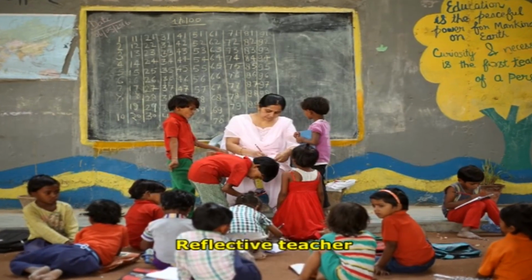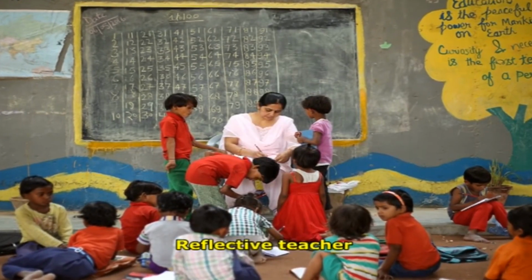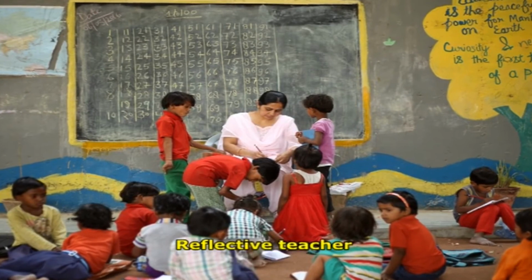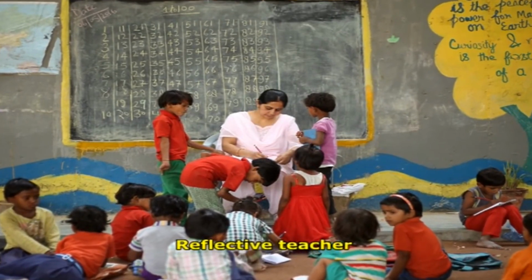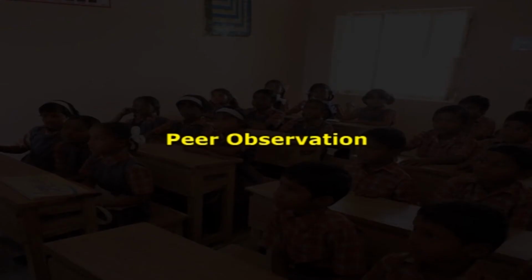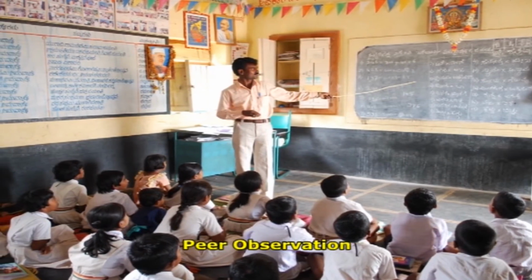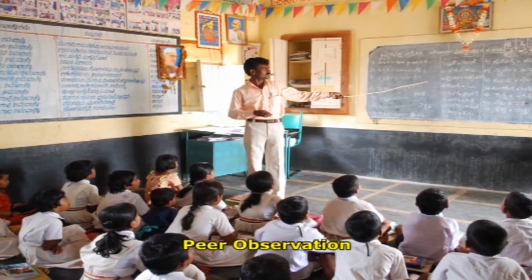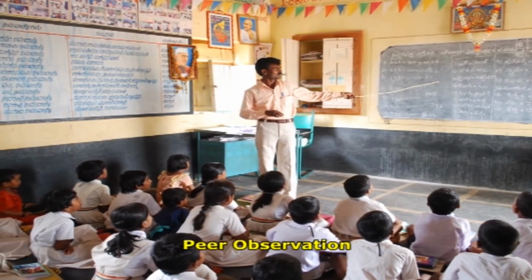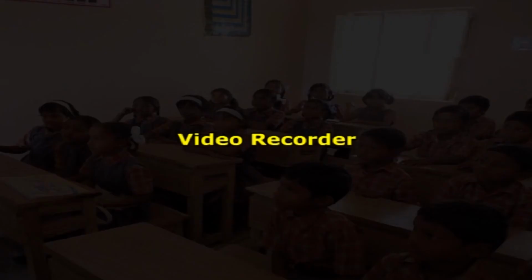For reflective teaching, the teacher should recollect or remember their teaching event. The evidence or data can be collected through peer observation. In this, teachers work as small groups or pairs and observe each other's classes and critically evaluate.